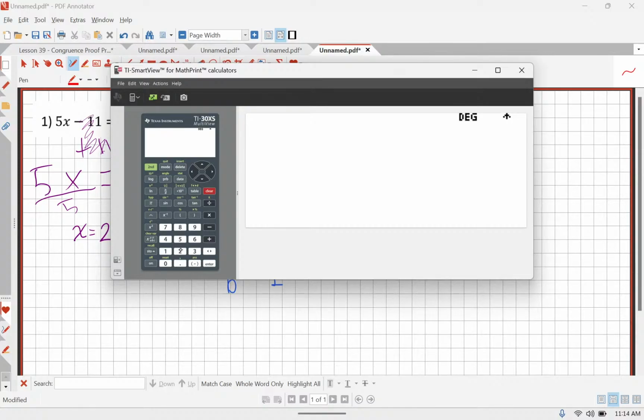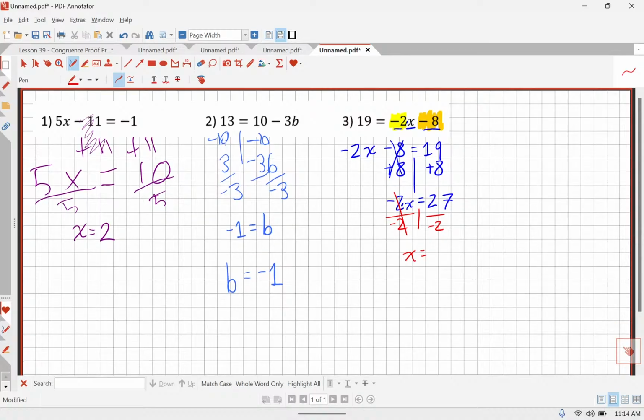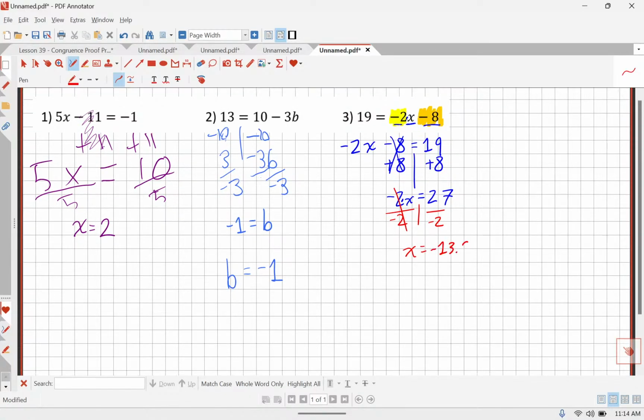Alrighty. So I'm going to do 27 divided by -2, and I get -13.5. How many of us got x equals -13.5 there? Beautiful. And were you able to do that with the opposites in balance, yes or no? I'd say whatever, and I would say yes.